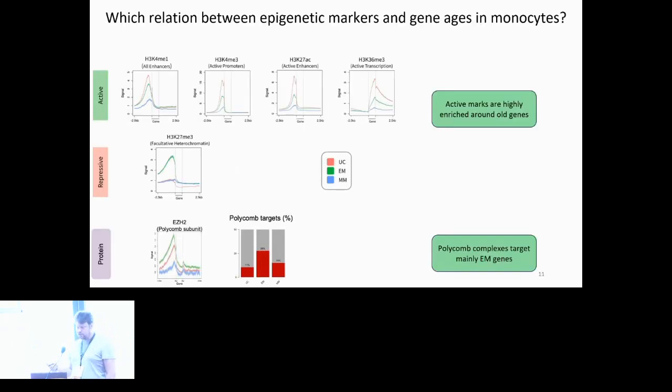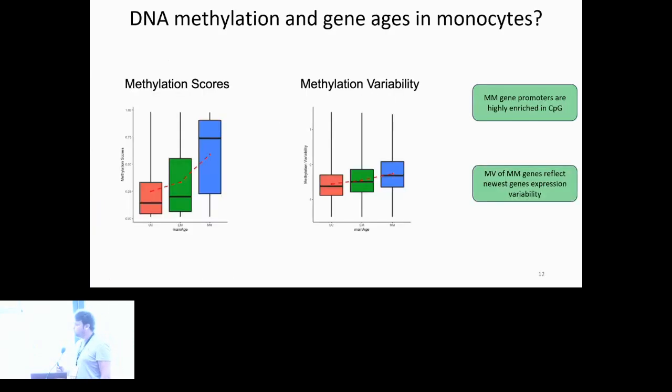So we look at the epigenetic markers, and the active epigenetic markers are enriched in all genes. But the repressive epigenetic marks are enriched in middle genes, in early metazoans. And in the proteins, like Polycombs, they are enriched in early metazoans. Now we check the methylation status.